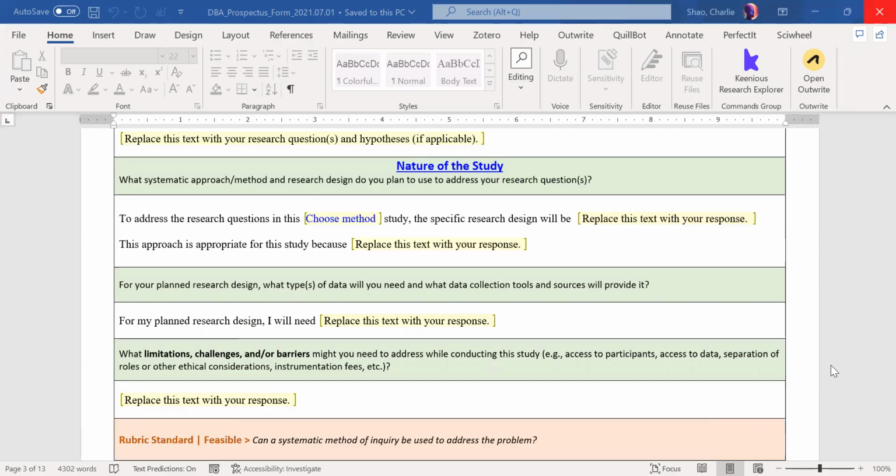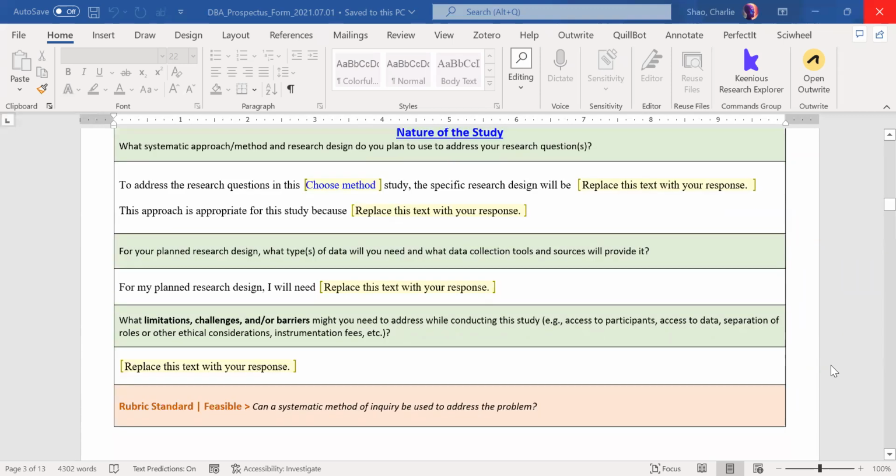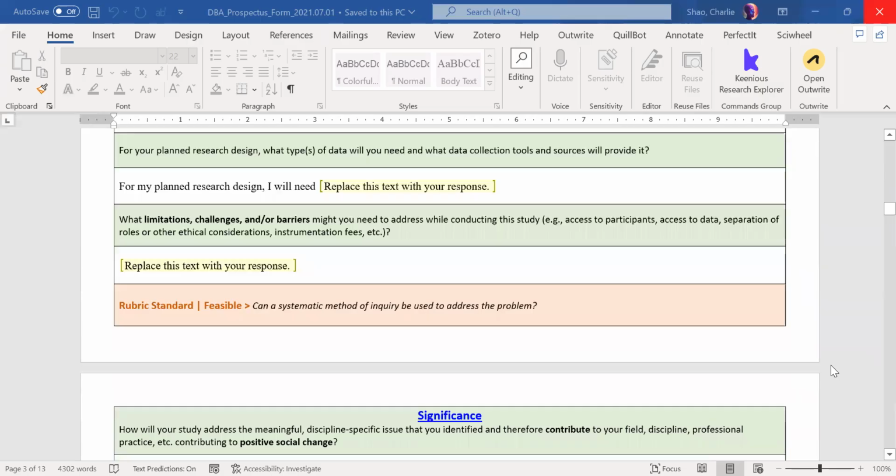Briefly explain why the proposed research method is appropriate. Do not explain why other research methods are not chosen. Briefly explain why the proposed research design is appropriate. Do not explain why other research designs are not chosen. Here, include the following elements.